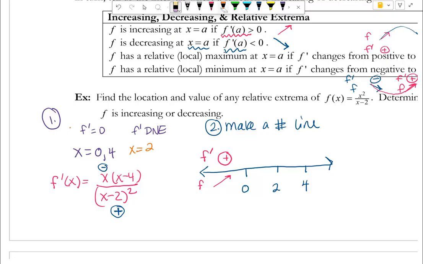All right, now let's check our next test point between 0 and 2. So I'm going to erase these signs. If you want, you can actually plug in a value here. Let's try it that way. Let's plug in the number 1. You could plug in any number between 0 and 2, but 1 seems like the easiest.